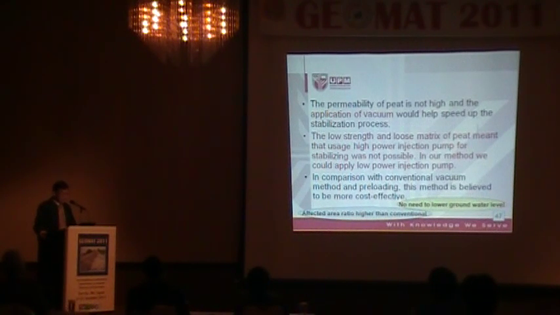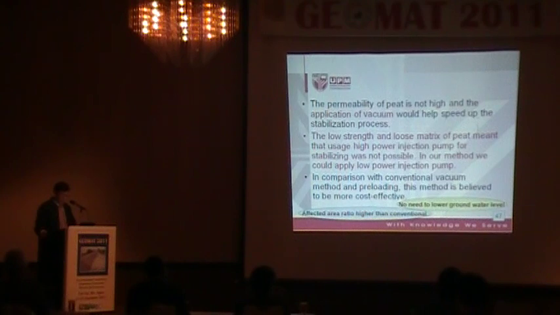So when we apply the vacuum and at the same time install the column, it will help to speed up this consolidation process. That's one. Secondly, the low strength of the loose peat material means we cannot use a high injection pump. So in this way, we can only apply a low power vacuum and low power injection. So we have a combination of the low power injection and the vacuum to help spread the binder.